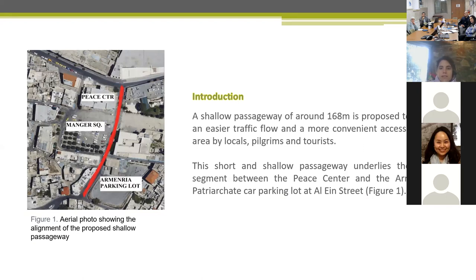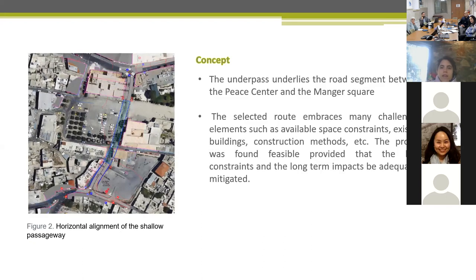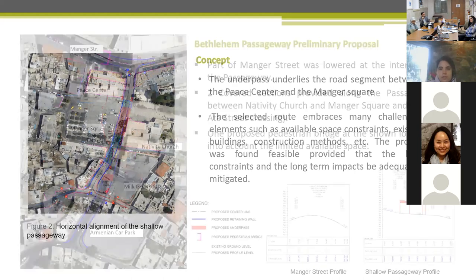The underpass underlies the road segment between the Peace Center and the Mandir Square, and the selected route embraces many challenging elements such as available space constraints, existing buildings, and construction methods. The project was found feasible provided that the local constraints and the long-term impacts were adequately mitigated. Part of Mandir Street was lowered at the intersection with the passageway.